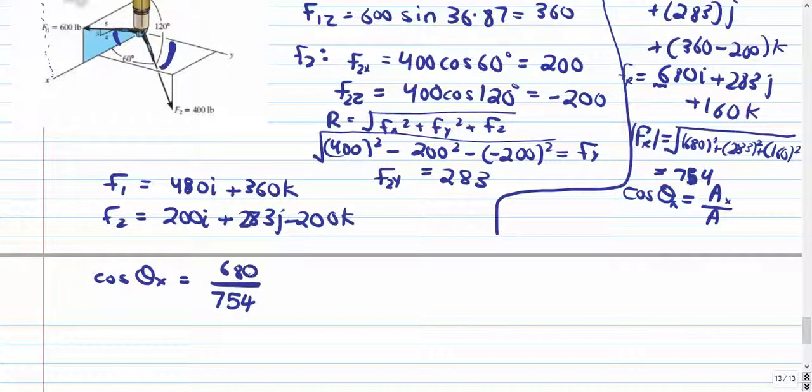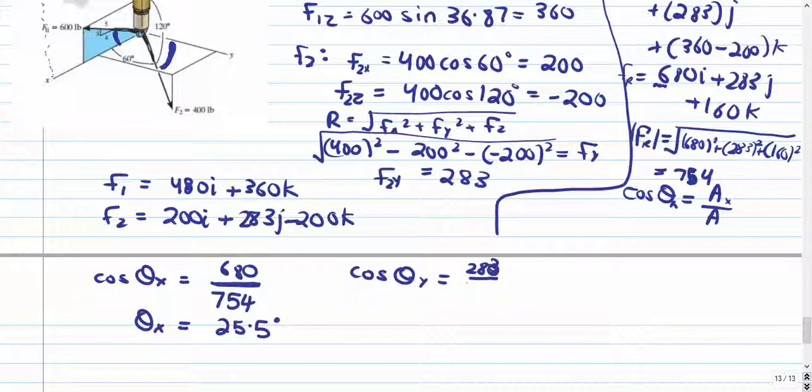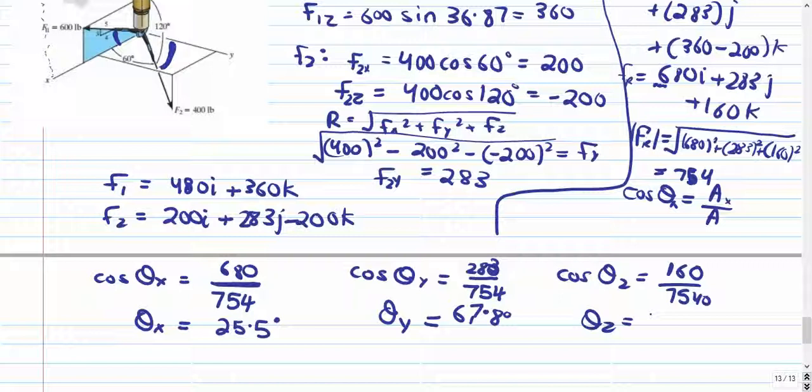So 680 over 754. Solving for theta x, we get theta x is equal to 25.5 degrees. Doing the same procedure for theta y, we take its component along the y-axis, which is 283 pounds, divided by its magnitude, which is 754 pounds, and the value that we get for theta y is equal to 67.8 degrees. And lastly, for theta z, we take its component along the z-axis divided by its total magnitude, and theta z is equal to 77.7 degrees.